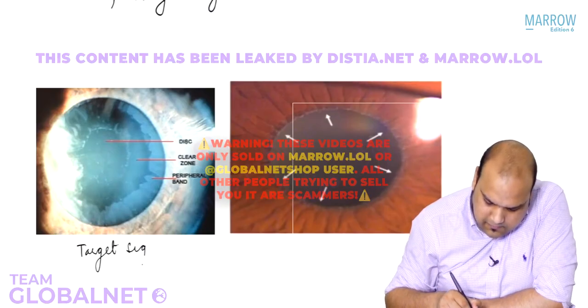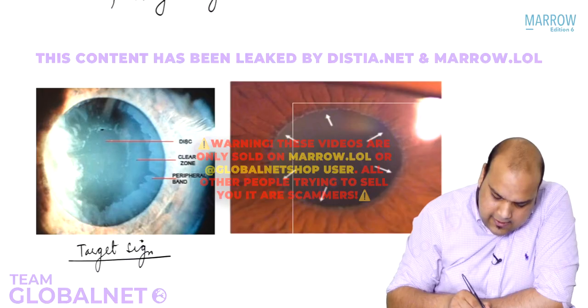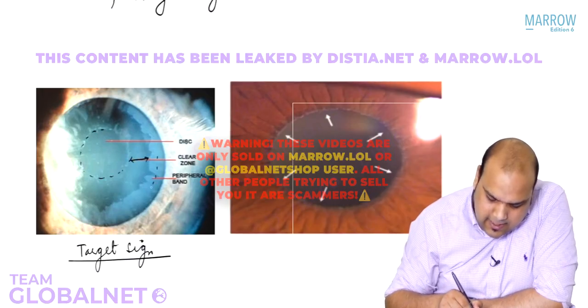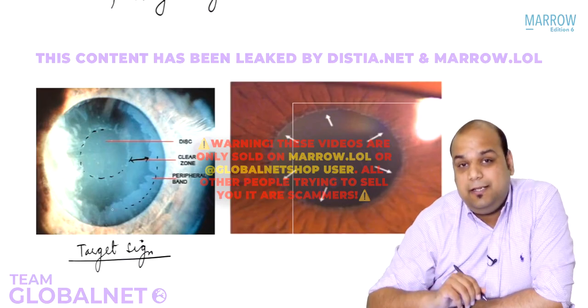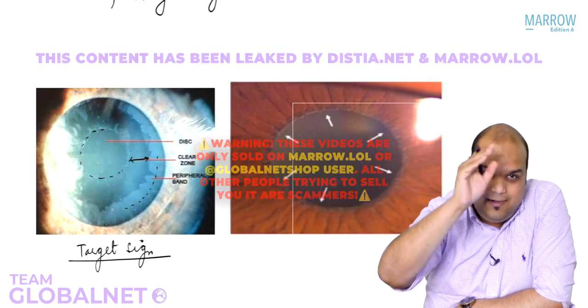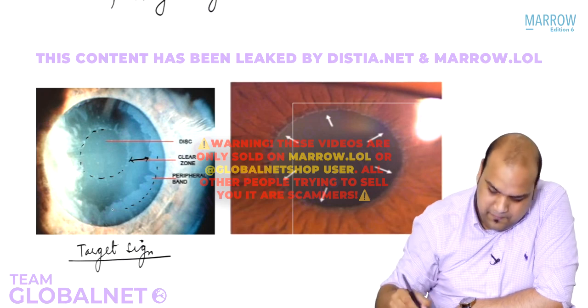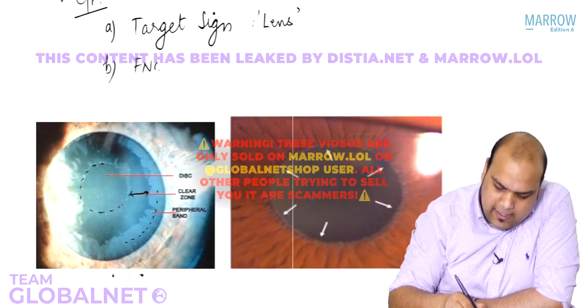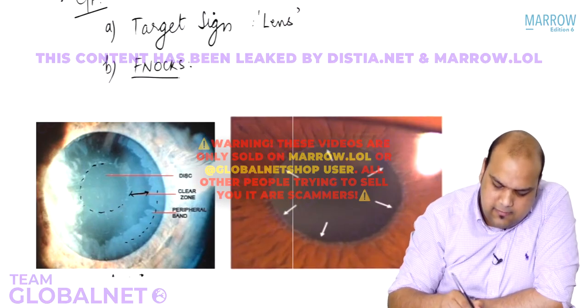In the center, there is a ring. The second zone is clear, and then there is deposition of exfoliative material. So it looks like a target, yes or no? There is blur, clear, blur. Now, secondly, we can see something called phennox.